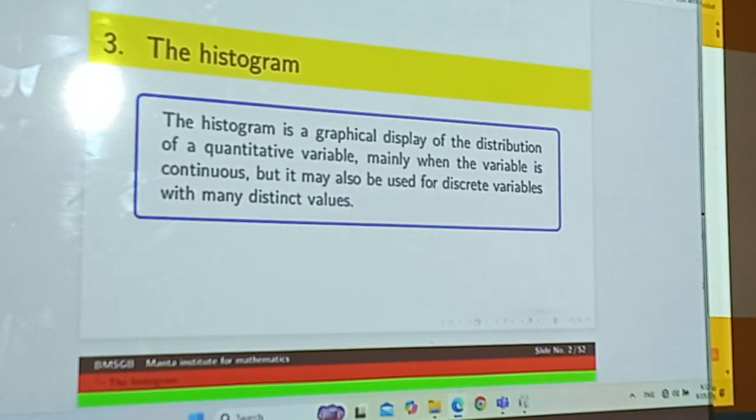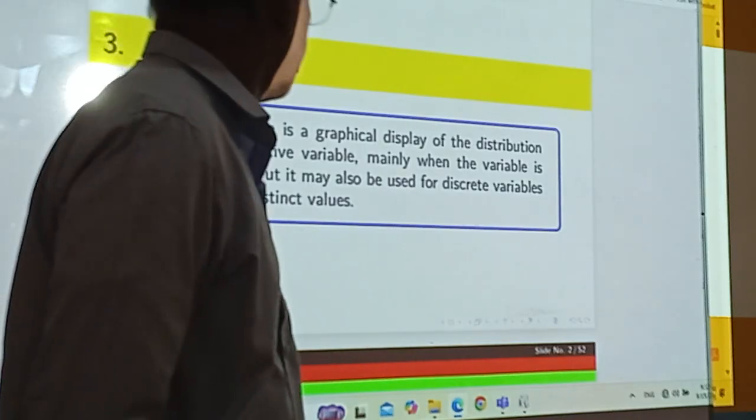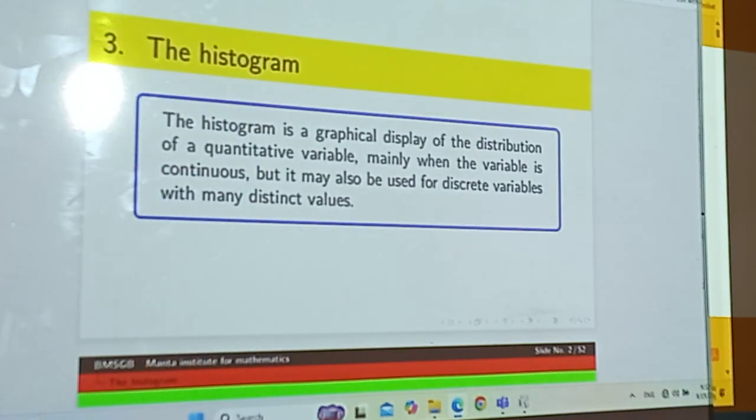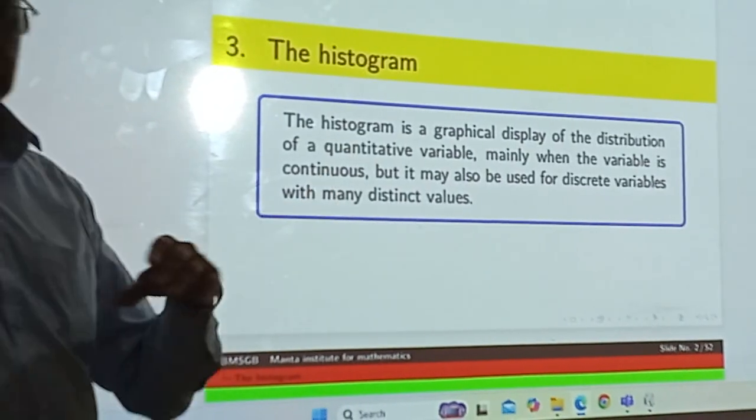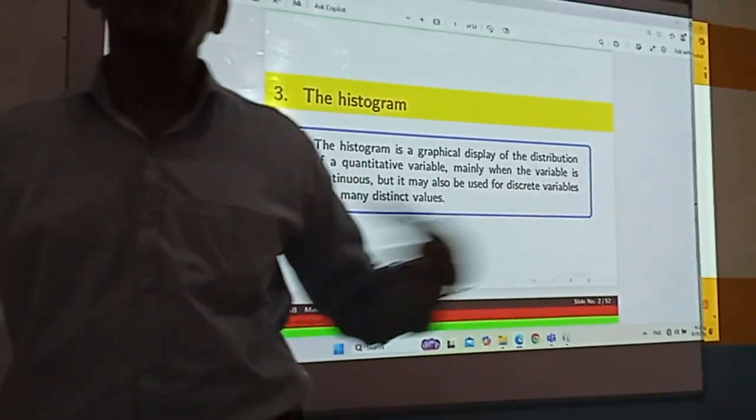So histogram is a graphical display of the distribution of a quantitative variable, mainly when the variable is continuous. Right? So we use this as a graphical display of the distribution. Now, when you collect the data for a quantitative variable which is continuous, then we have different numbers.